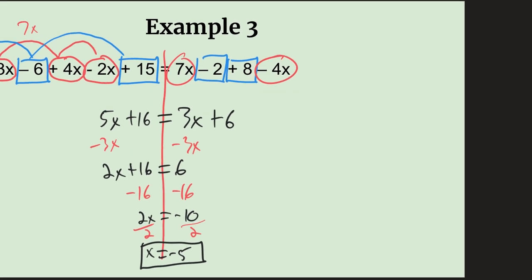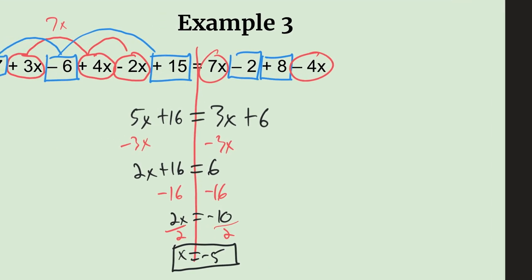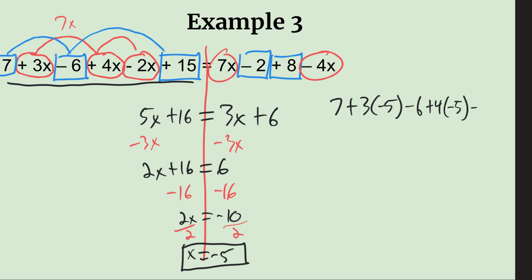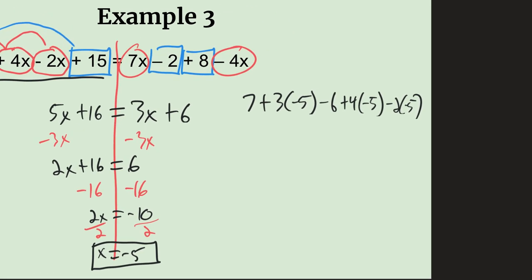Then to check that, let's see, the slide's going to get messed up here a little bit, but we're going to plug negative 5 into wherever we see an x. So for the left side, I'll start with that. We have 7 plus 3, plug negative 5 in, minus 6 plus 4, plug negative 5 in, minus 2, plug negative 5 in, plus 15. I ran out of room. And then we just start simplifying this.